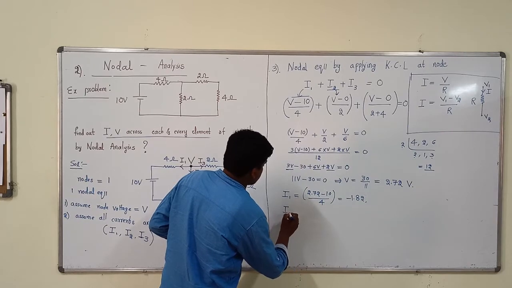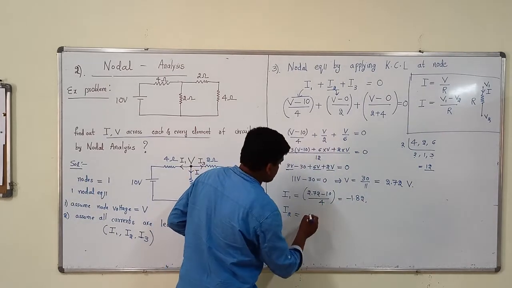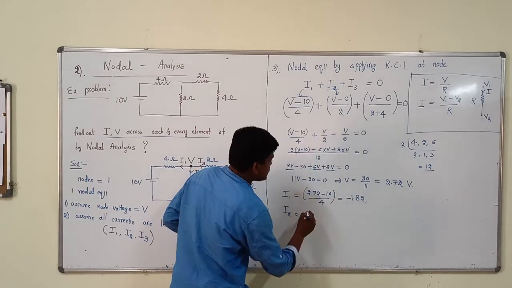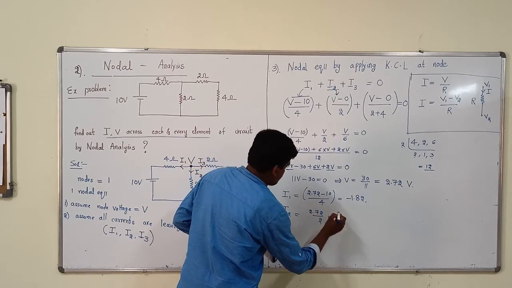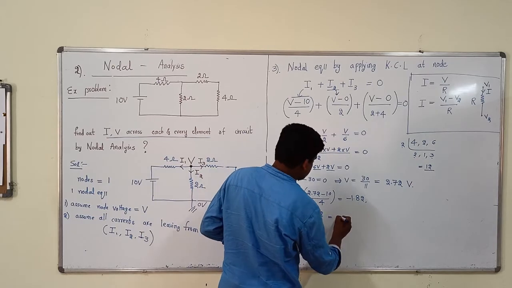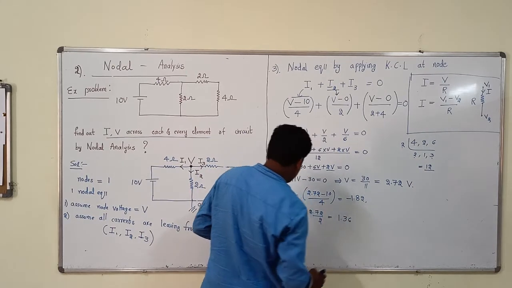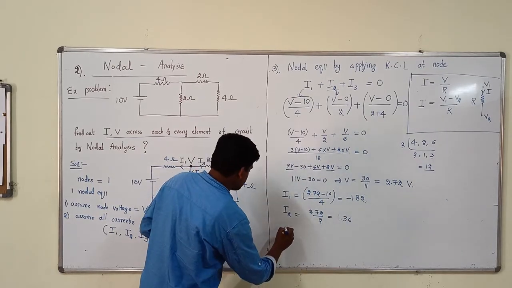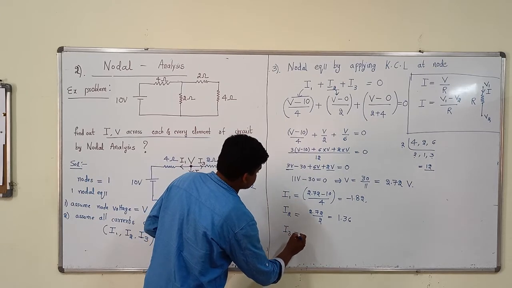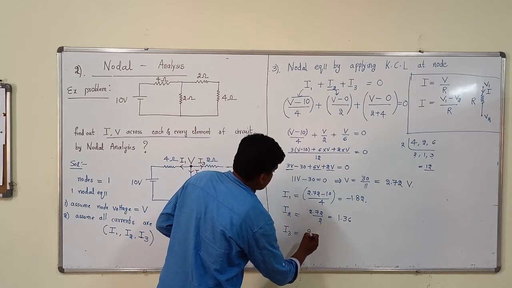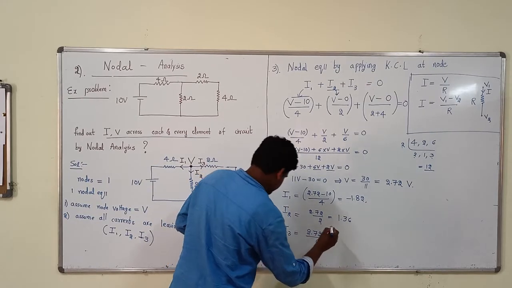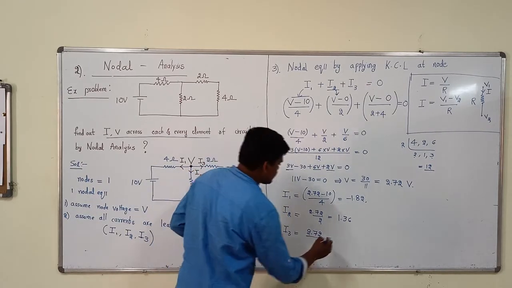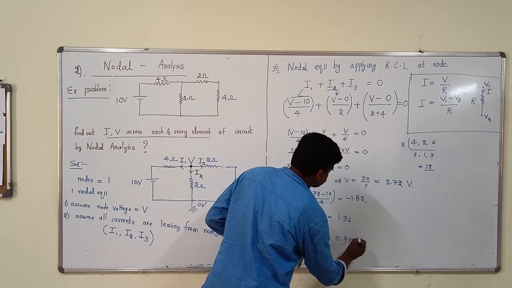What about the I2 value? I2 value is V minus 0 by 2. V minus 0 by 2 means V, which is 2.72, by 2. 2.72 by 2, you will get 1.36. And what about the I3 value? I3 value is 2.72 by 6, you will get 0.45.